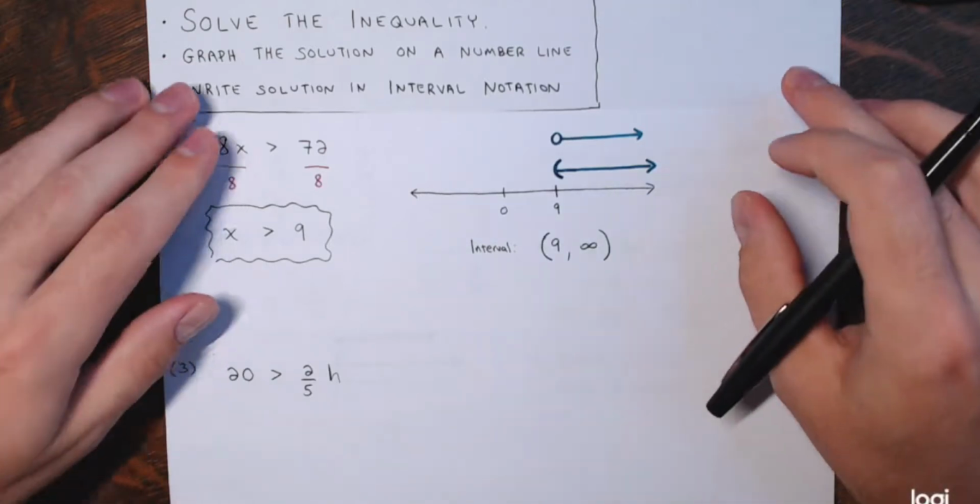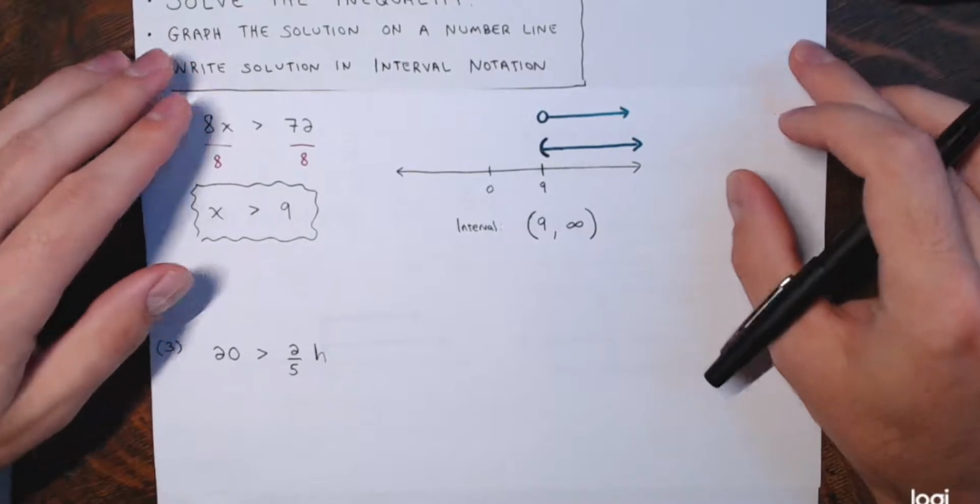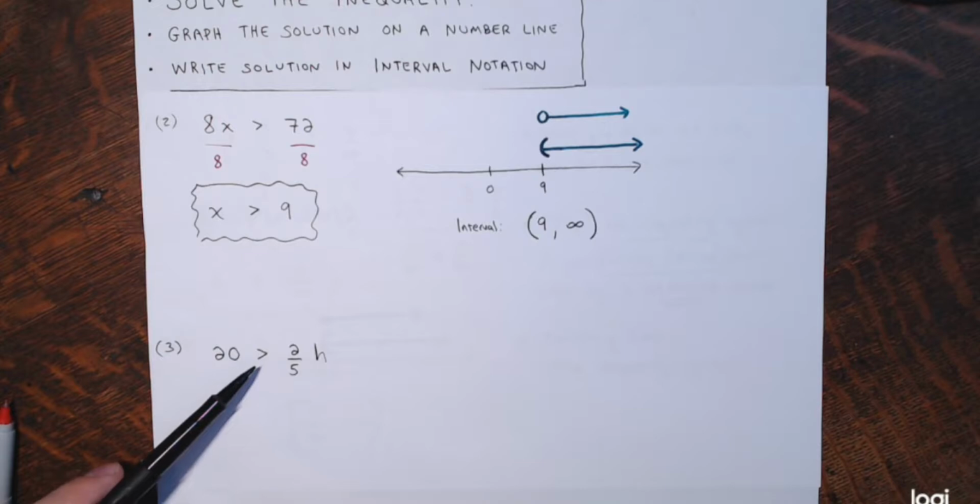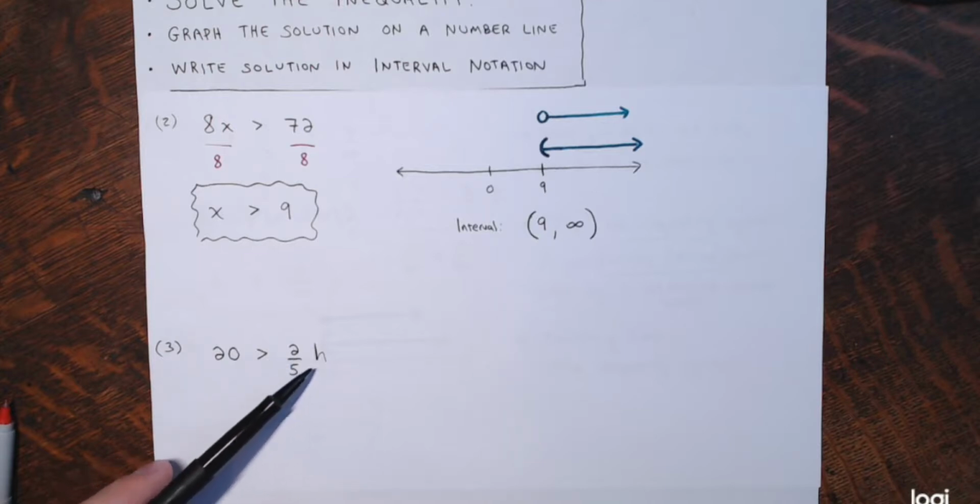All right, my next example. Now this is 20 is greater than 2/5 times h. If there's no symbol between, that means there's multiplication, just like 8x.